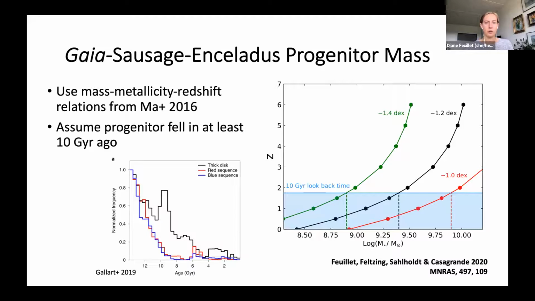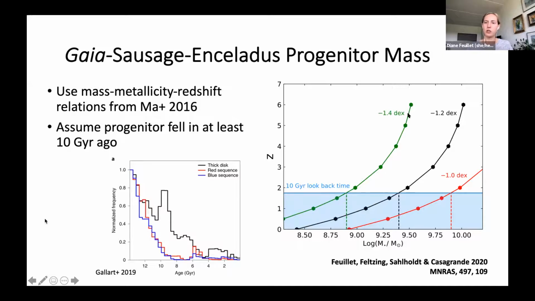So in paper 1, we also used this mean metallicity that we found to try to constrain the mass of the Gaia-Sausage-Enceladus progenitor using a mass-metallicity-redshift relation from Model 2016. So this is simulation work of isolated dwarf galaxies. And from previous work, as Tad mentioned, from Gallardo et al., specifically, we think that the Gaia-Sausage-Enceladus probably fell in about 10 gigayears ago. And so that was basically the redshift that we used to look at for these relations.